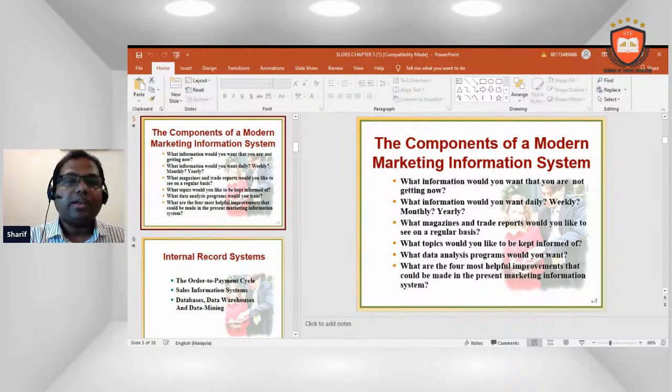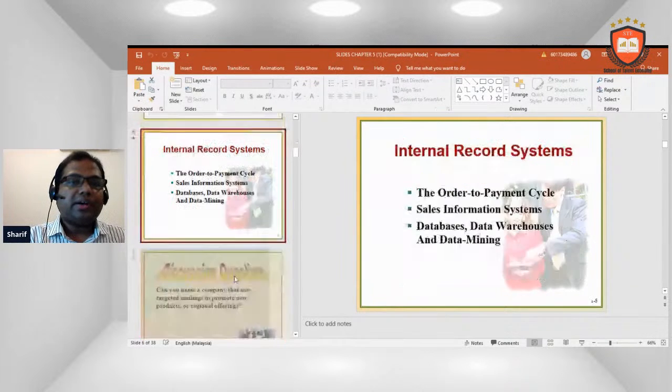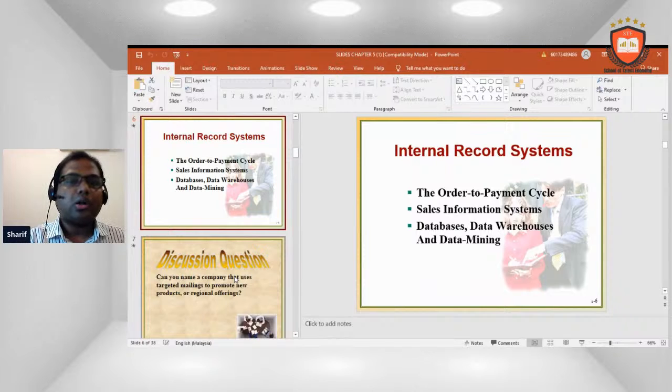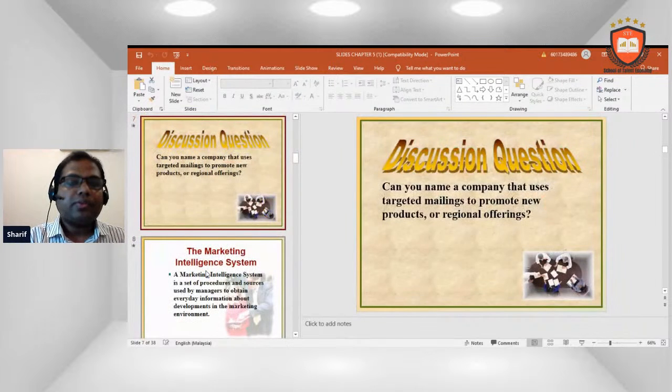So if we can find out the answers to these questions in an effective way, then we can connect different things and solve these problems. First things first, we can focus on the order-to-payment cycle, sales information system, database, data warehouse, and data mining. The first question: can you name a company that uses targeted mailing to promote a new product or regional offering?